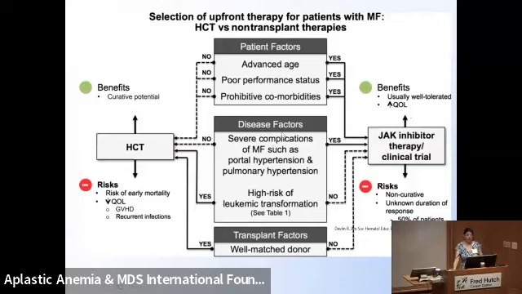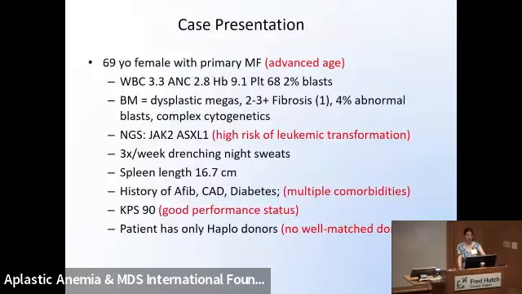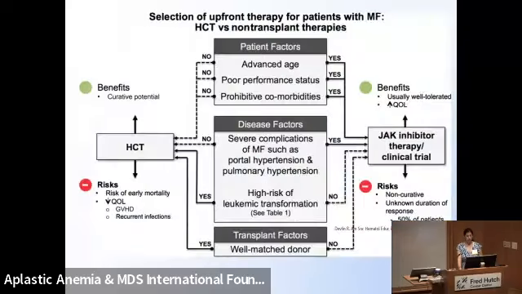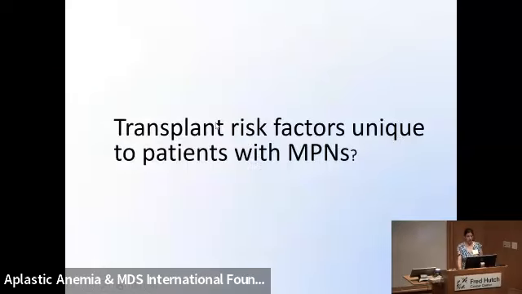Do they have severe disease complications like a huge liver, spleen, heart effects? Do they have one of those mutations that have high risk for leukemic transformation? So if you go back, you can say, okay, these are what I highlighted in here: the advanced age, the high risk of leukemic transformation, the comorbidities, the not well matched donor. And you can see how complicated it is to make the decision, would this person be a good transplant candidate and should we send her along?